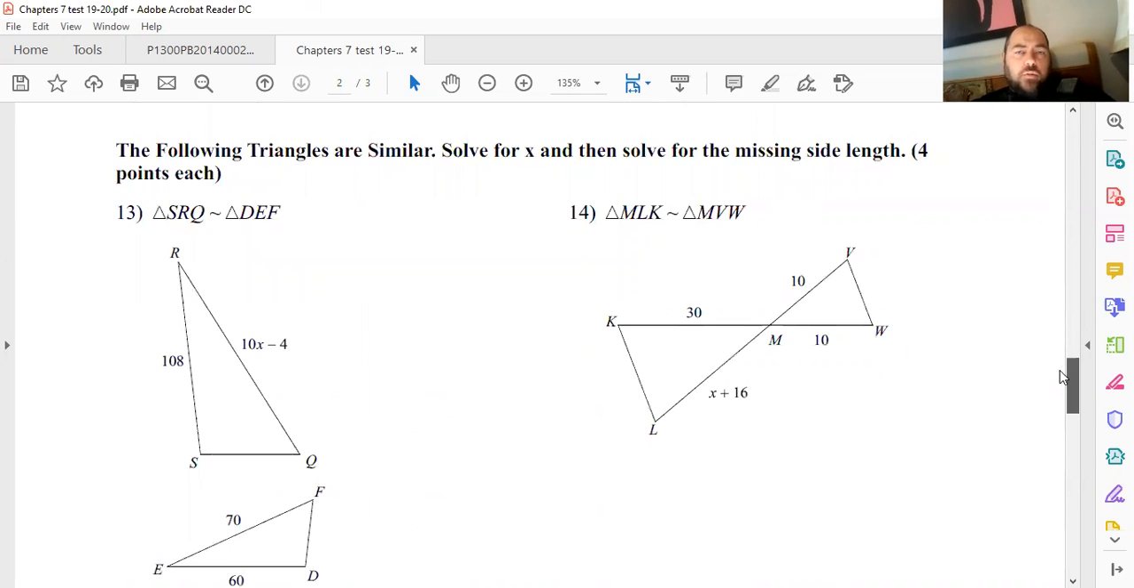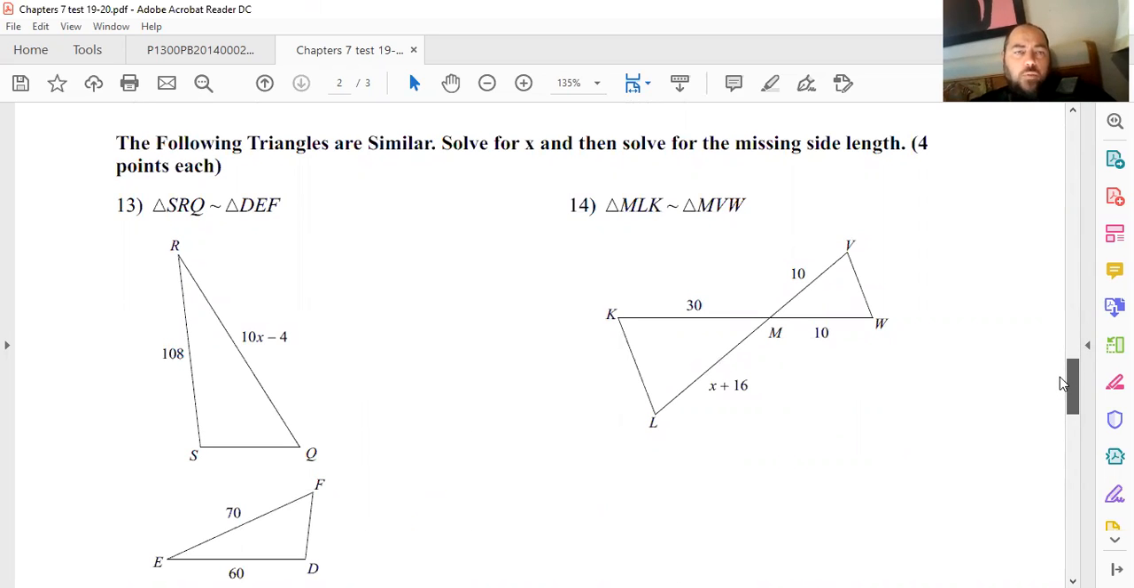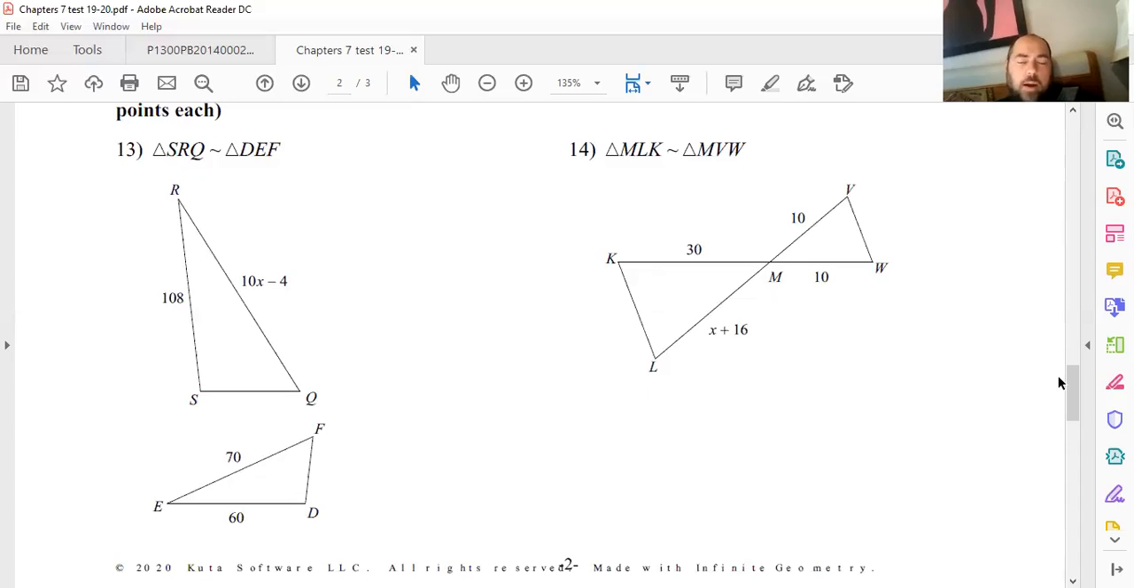All of the following triangles are similar. Solve for x and then solve for the missing side length, 4 points each. So we know these are similar, right? So what we want to do is look at these and go, okay, if they're similar, then the ratio of the sides has to be the same, which means that the ratio of 60 to 108 has to be equal to the ratio of 70 to 10x minus 4.